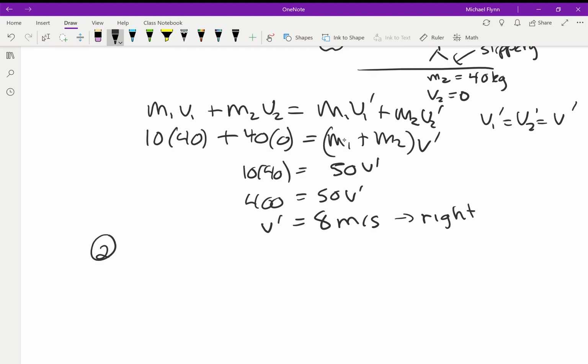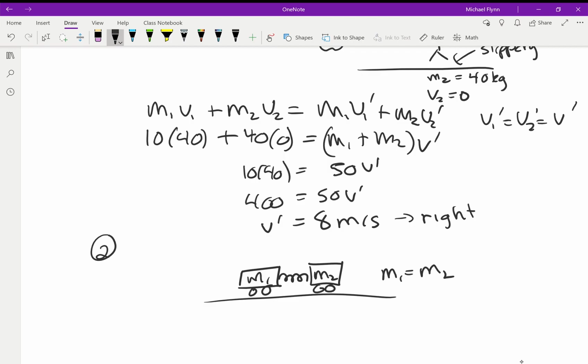Okay, number 2. This sort of reverses it. Let's say you have mass 1, and there's a spring, and there's mass 2. I'm going to say this time that the two masses, I'm not going to tell you what they are. We're going to keep it a secret. I'm going to tell you that mass 1 and mass 2, we don't know what they are, but they're the same number. So we'll just call them M, not M1 and M2 anymore.